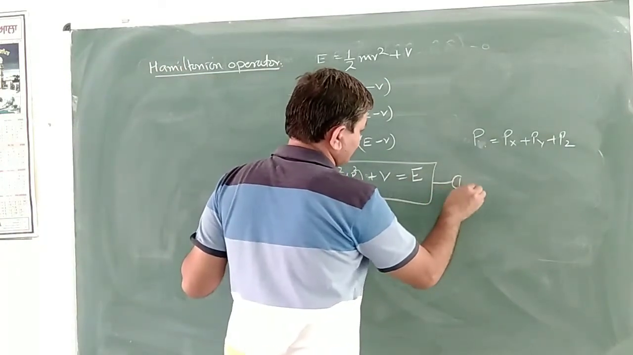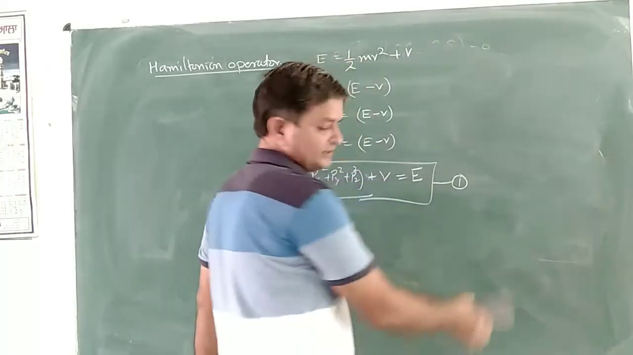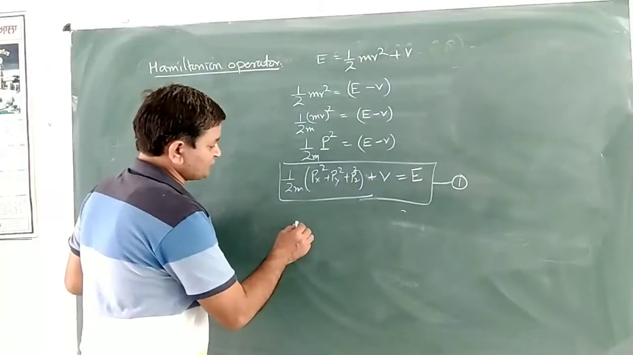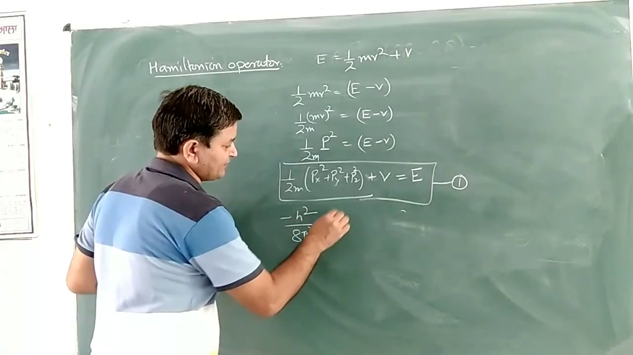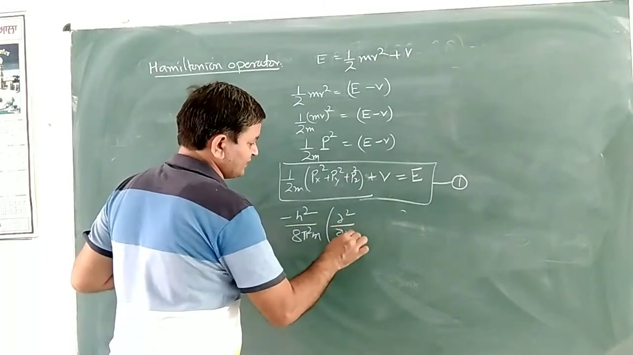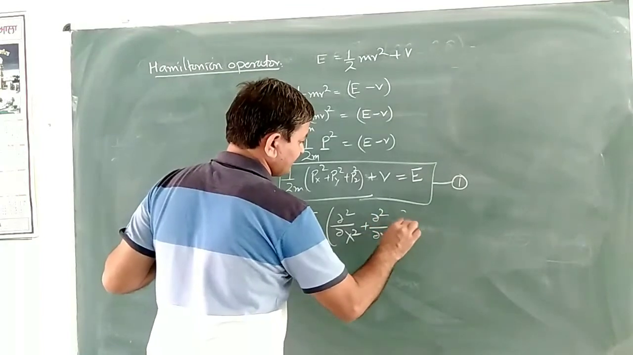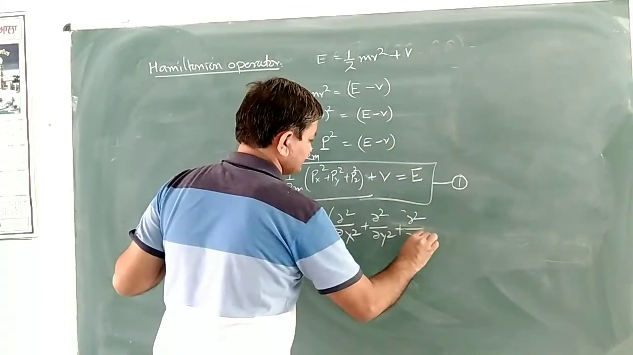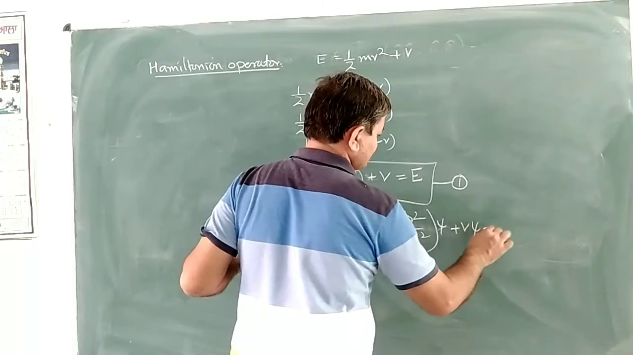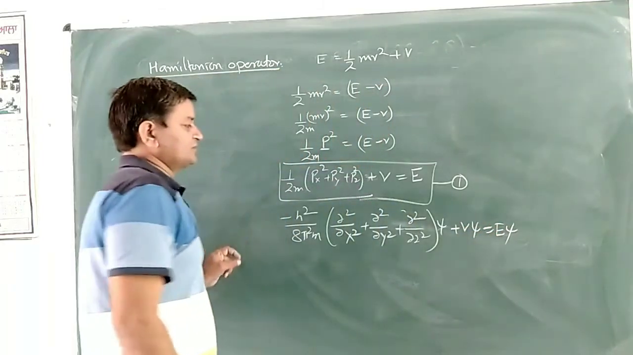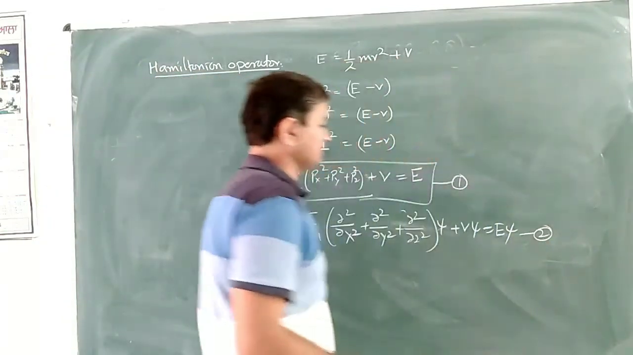if this is equation number 1, you know that कि अभी हमने श्रोडिंगर इक्वेशन पढ़ी थी. तो जो श्रोडिंगर इक्वेशन है that is minus h square divided by 8 pi square m, curly square divided by curly x square, curly square divided by curly y square and curly square divided by curly z square plus V psi is equal to E psi. So this is the Schrödinger equation जो है उसका सॉल्यूशन जो हमने पहले लेक्चर में डिस्कस कर चुके हैं.